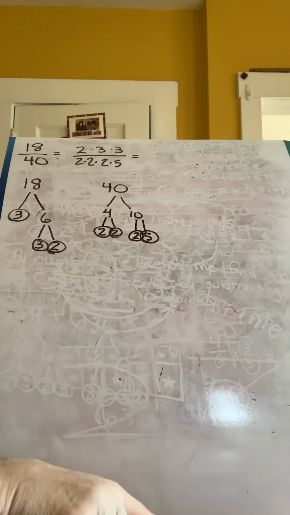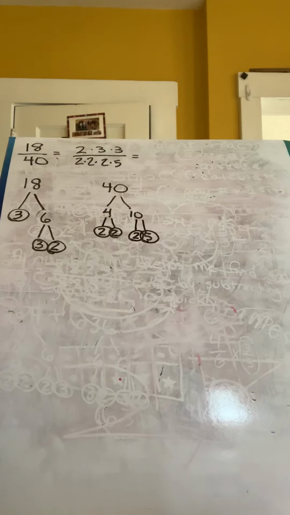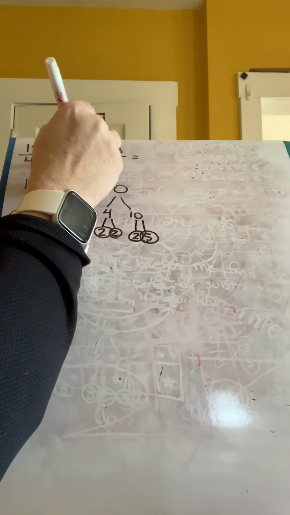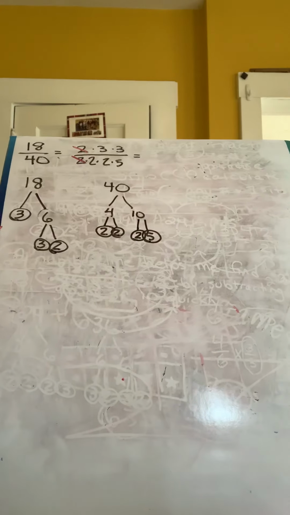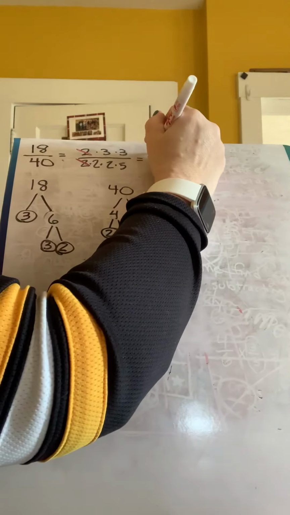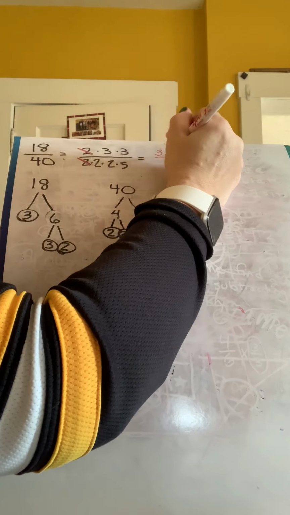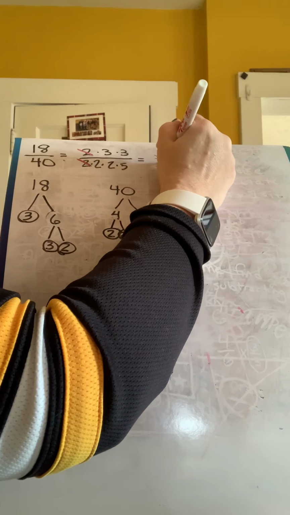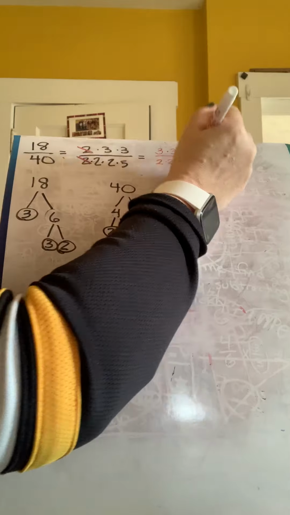Okay, so here's where we can start canceling out duplicates of the numerator and denominator. We have 2 2s in the top part and 1 2 in the bottom, but we can only cancel out 1 because you have to have a partner for each one. And then the 3s, there are no 3s down there, no 5, so we're done. 3 times 3 over 2 times 2 times 5.